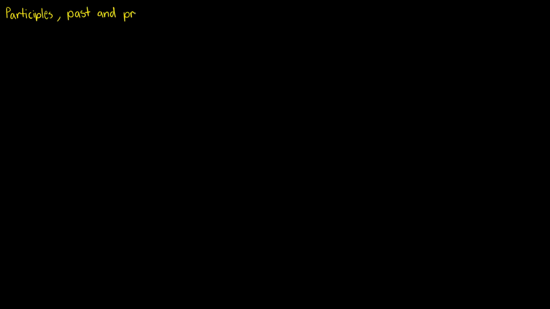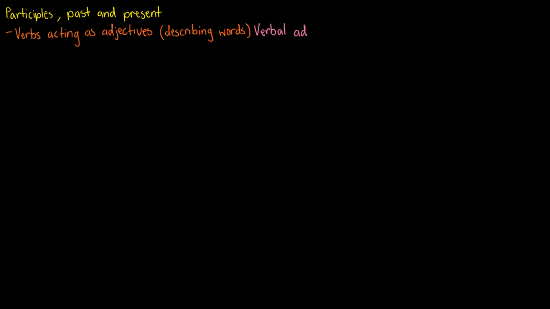Participles are sometimes very confusing, so today we're going to take a look at how they work and try to make it as easy as possible. Participles can be past participles or present participles, and this is based on what is happening when you want to use the word. The reason participles are confusing is because they look like verbs but act like adjectives. So they're sometimes also called verbal adjectives. And they're used to describe a noun. So we'll just write that here. They're used to describe a noun.